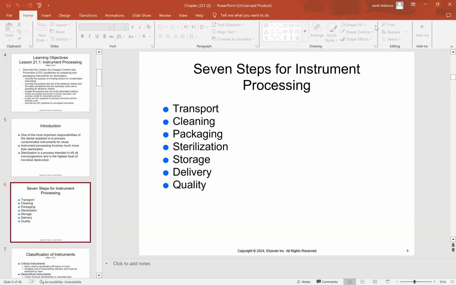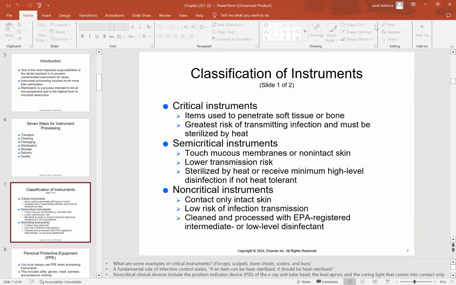There are 7 steps for instrument processing. These include transporting, cleaning, packaging, sterilization, storage, delivery, and then quality. The classification of instruments includes critical instruments. These are the items that are used to penetrate soft tissue or bone. These also have the greatest risk of transmitting infection and must be sterilized by heat.